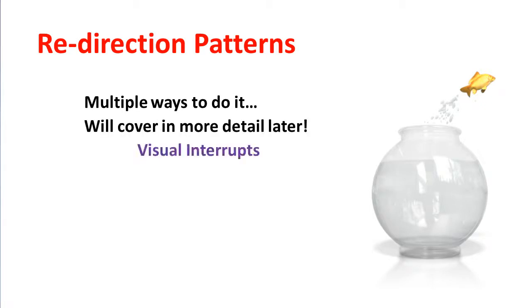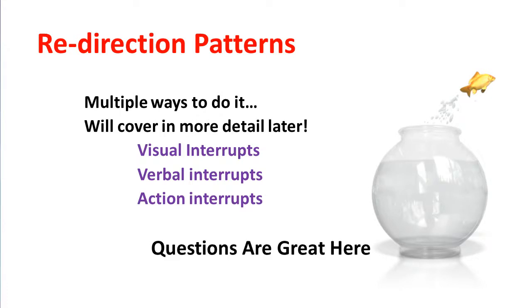But for right now, understand that the different ways you can do it are you can have a visual interruption. In other words, they see something that they weren't expecting to see, like a fish jumping out of a tank. There's verbal interrupts, where you say something that they weren't expecting. And then there's action interrupts, where you have them do something that they weren't expecting. Now, questions are great for creating interruptions and interrupts. And I'll give you an example that illustrates a really interesting way of approaching this that allows you to build on the pattern interrupt as part of your sales message to be able to differentiate yourself from your competitors.